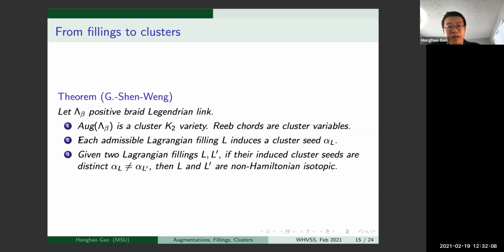Second, we have a way to produce, for each admissible Lagrangian filling, the underlying cluster seed. Third, this is the invariance property: given 2 exact Lagrangian fillings, if their induced cluster seeds are distinct, then these 2 are non-Hamiltonian isotopic. Here, distinct means that any property inside a cluster seed, either the torus chart or the cluster variables or the quiver, any one of those being different, makes these 2 distinct cluster seeds. And then the seed itself can be used as an invariant for exact Lagrangian fillings. In particular, any data inside a seed can be used as an invariant for exact Lagrangian fillings.